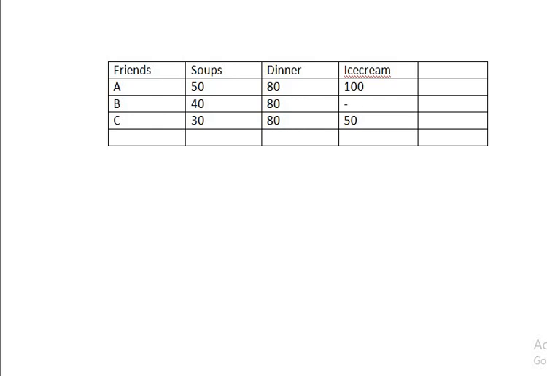Finally, I will tell the waiter to bring the bill. So the total bill is, for soup, 50, 40 plus 30, so 120. For dinner 240, and for ice cream 150. So the total will be 510.